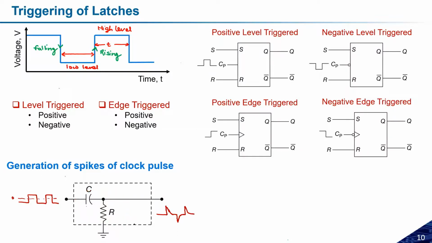You can check how the transfer function looks: output divided by input. The output is R divided by SC plus R, something like that. If you want to write it in terms of the Laplace transform, it will be like that. So the charging and discharging time constant, you can make it.